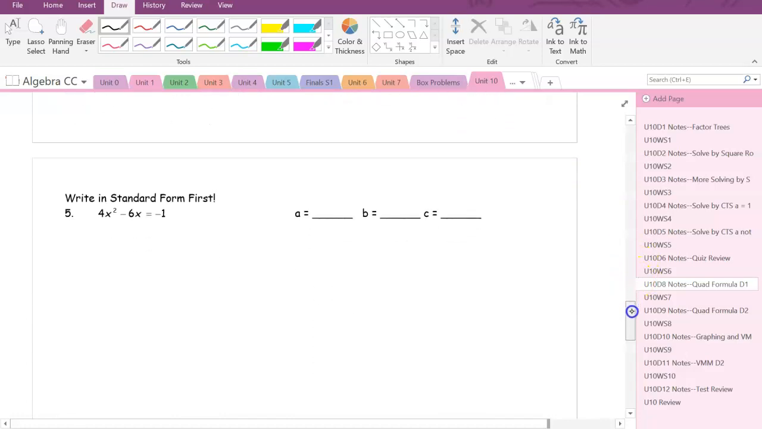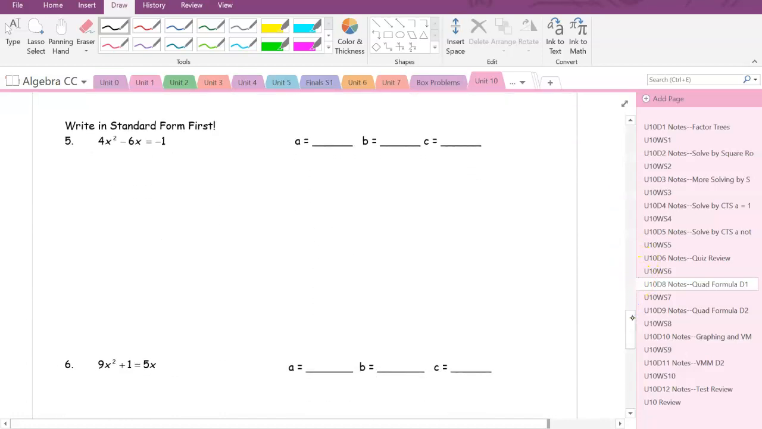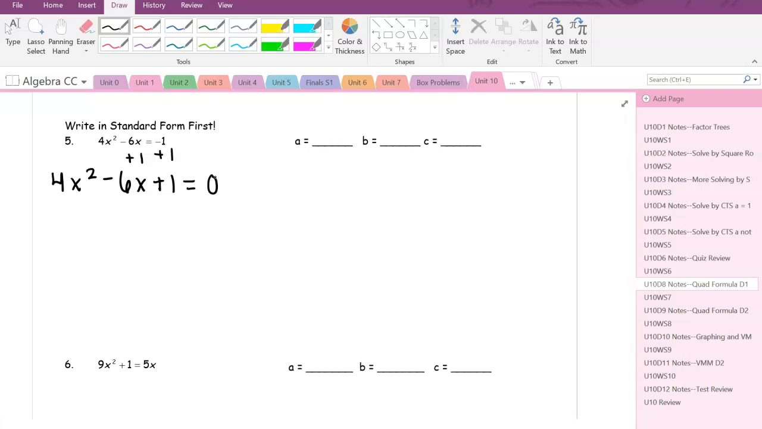Let's try 2 more examples. Number 5, we have to make sure that we're in standard form first. So we want A and then B and then C. Your negative 1 here is going to become your C value, so we need to add that over. So we do need to be in standard form here, kind of like we were when we were factoring. Okay, we want everything over on one side, and it does need to be in the correct order. This time your A value is 4, your B value is negative 6, and your C value is 1.